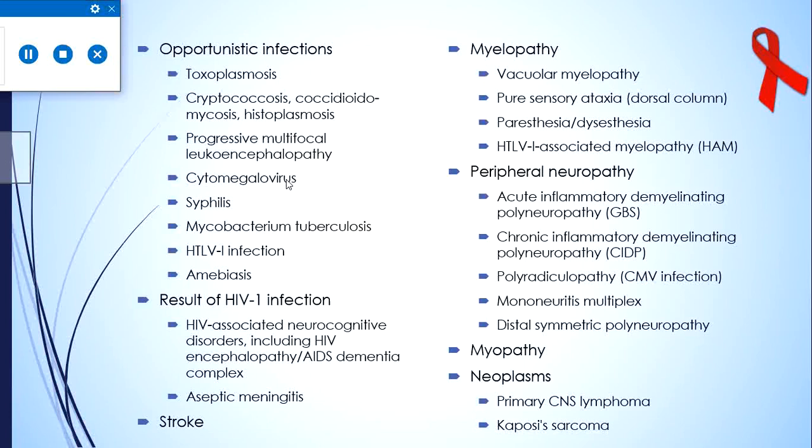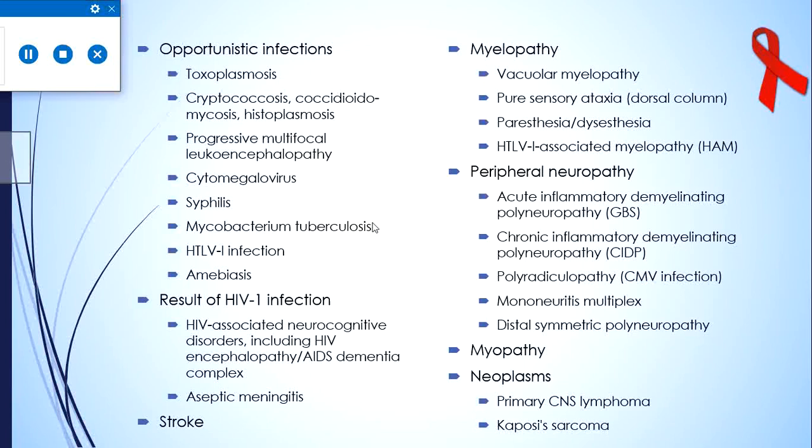Then cytomegalovirus infection, if it is disseminated and especially involves the CNS, can cause polyradiculoneuropathy or even encephalitis. The chance of developing neurosyphilis in these patients is also increased. Mycobacterium tuberculosis can involve the meninges and the brain, thereby leading to tuberculous meningitis or tuberculomas in the brain.